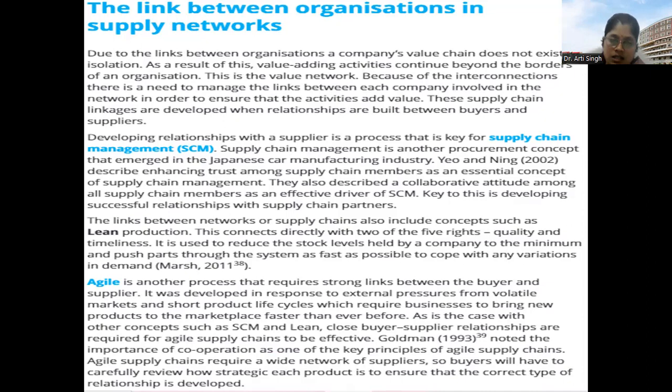as is the case with the other concepts such as SCM, which is supply chain management, and lean. Close buyer and supplier relationships are much more important for cooperation, which will lead to successful management of the contract and successful implementation of the contract.